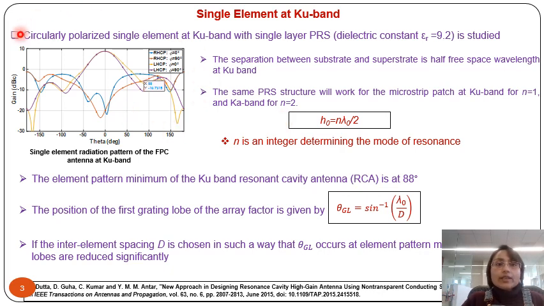Now when we see the single element radiation pattern, we can see that the element pattern minimum is at 88 degrees. Now the position of the first grating lobe of the array factor is given by this equation. Therefore, if the inter-element spacing d is chosen in such a way that this theta GL occurs at the element pattern minimum, then the grating lobes can be significantly reduced.